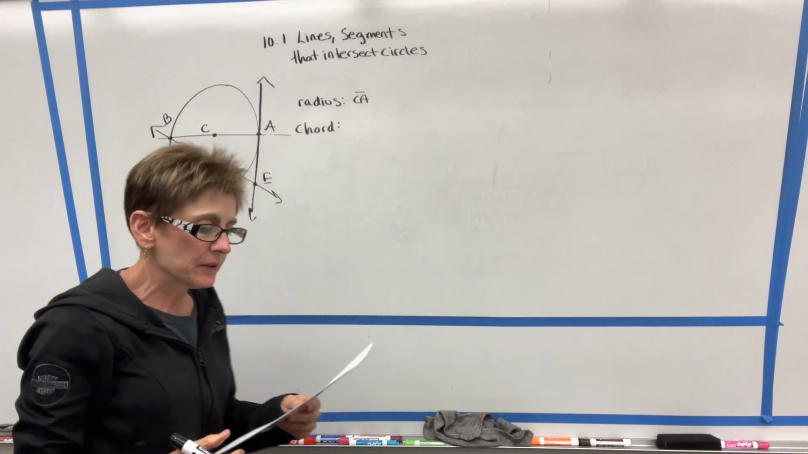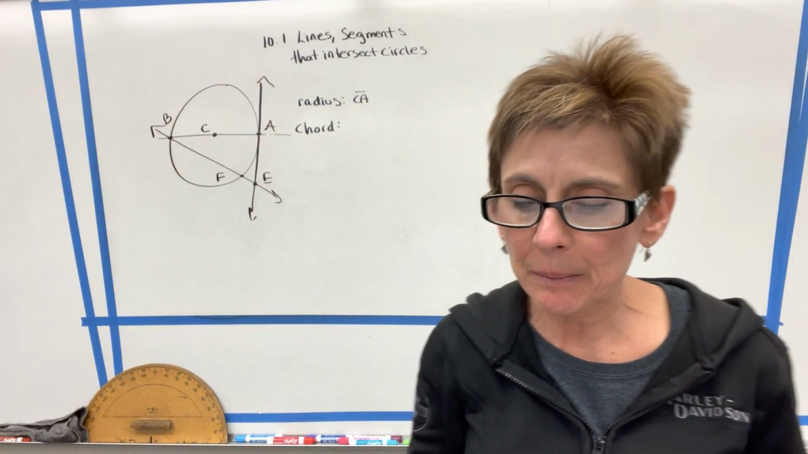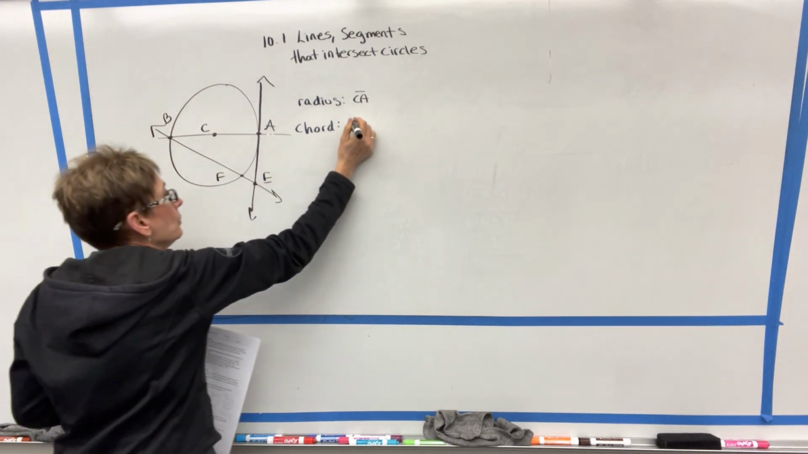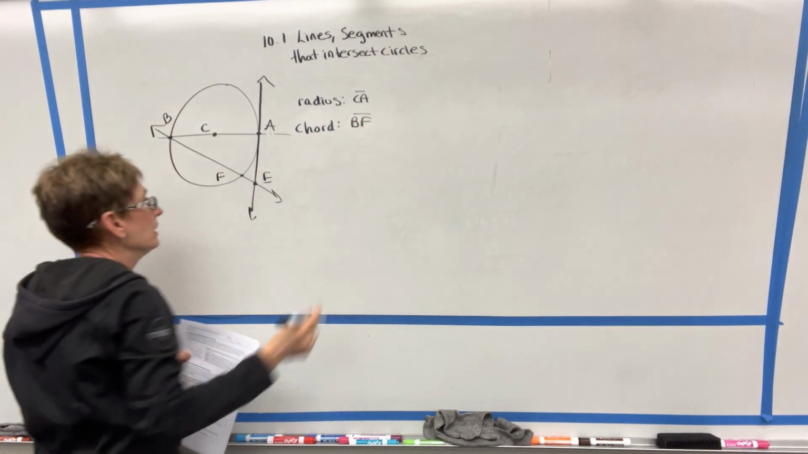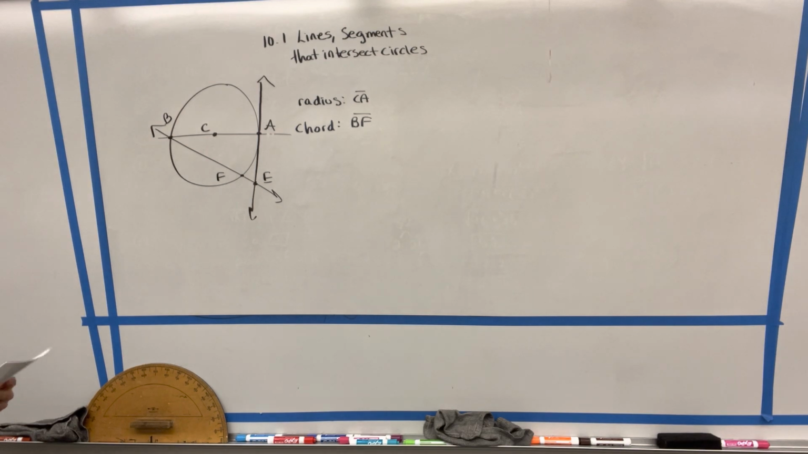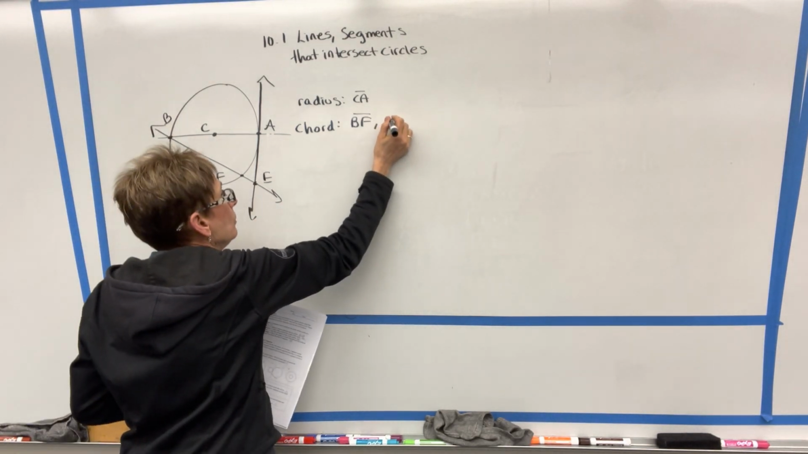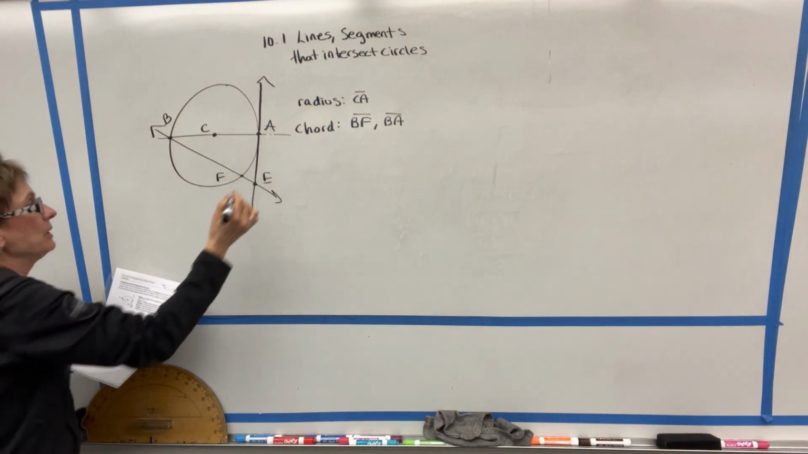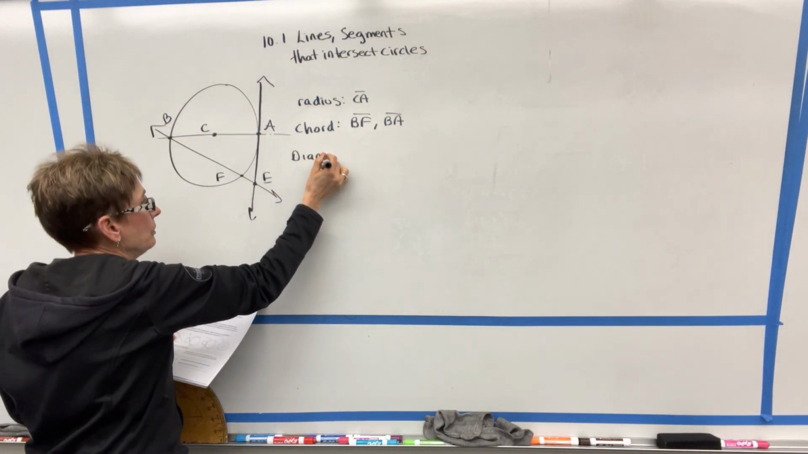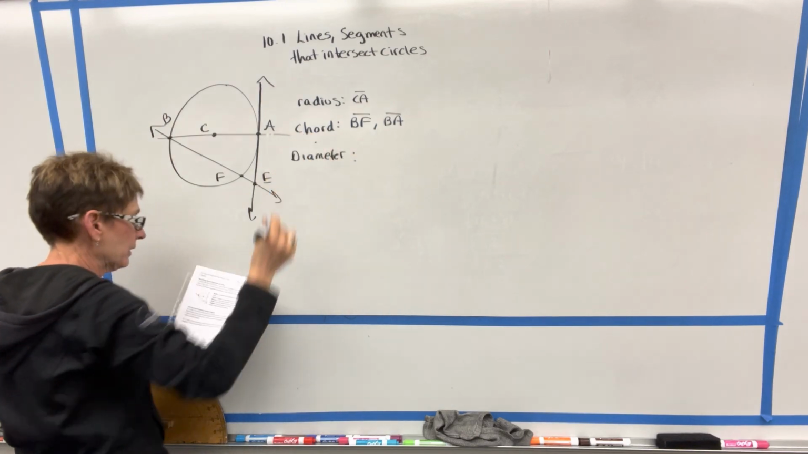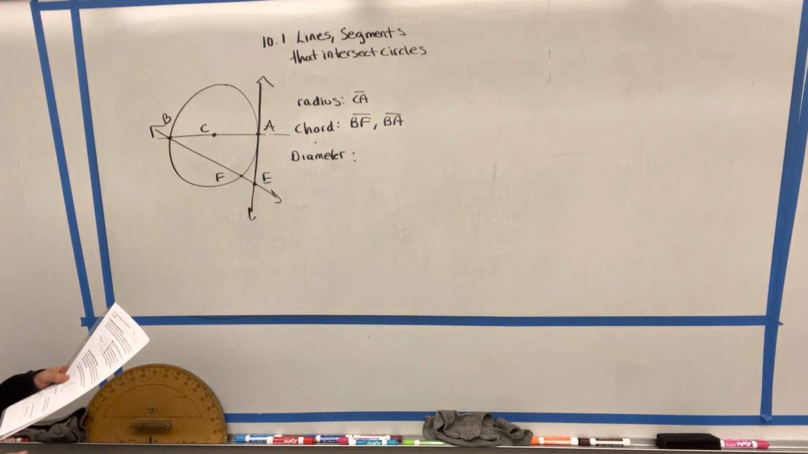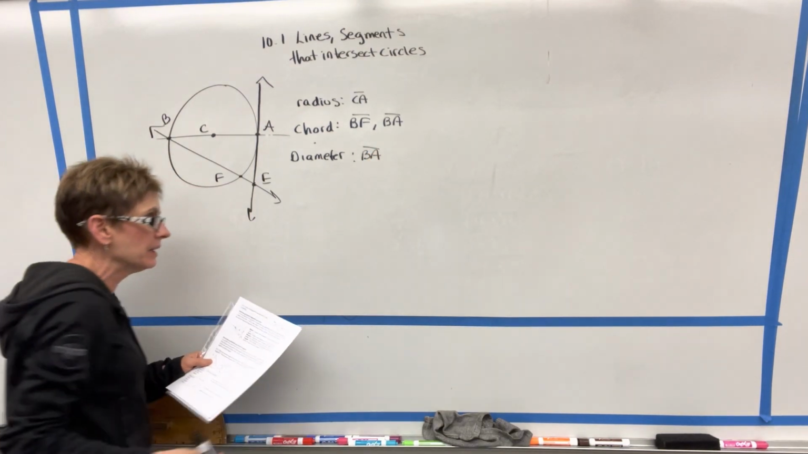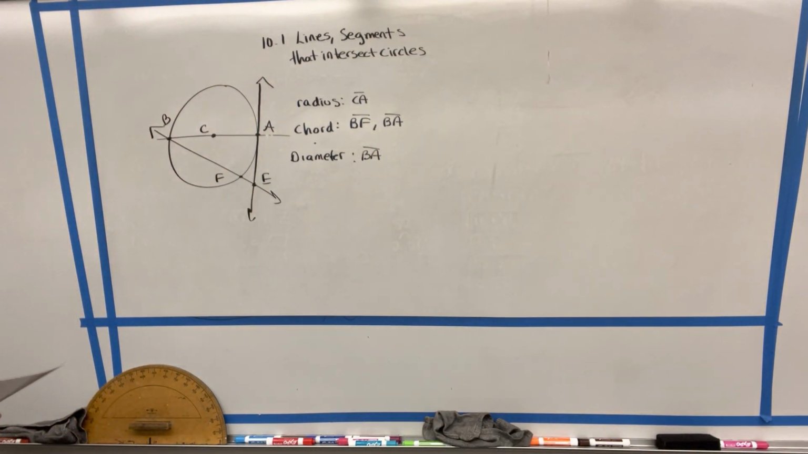Now a chord also goes through the inside of the circle. It's a segment whose endpoints are on the circle. So for example, from B to F would be a chord because both of the endpoints are on the circle. From B to A would also be a chord. All right, a diameter, and I'm sure you've heard this word before, is a chord that contains the center of the circle. So this chord right here is also a diameter because it goes through the center.